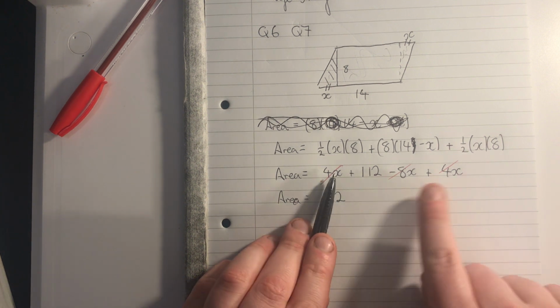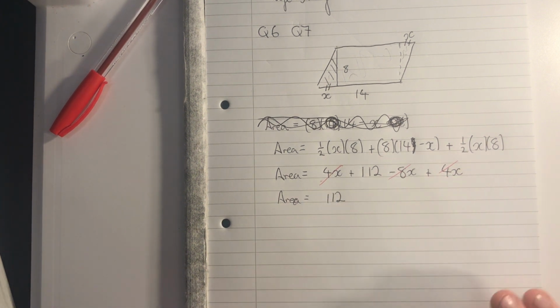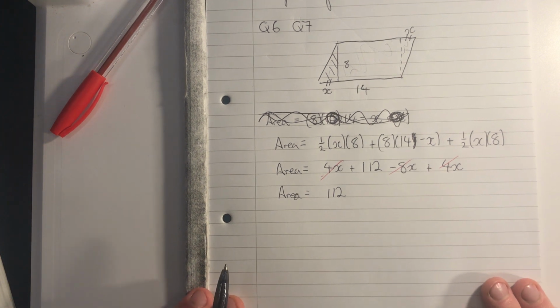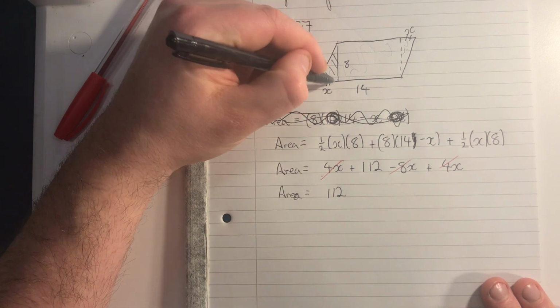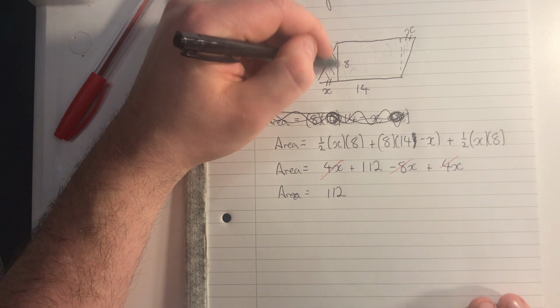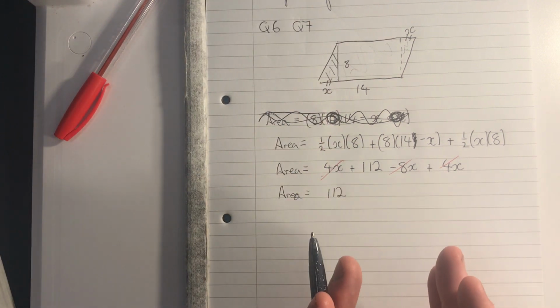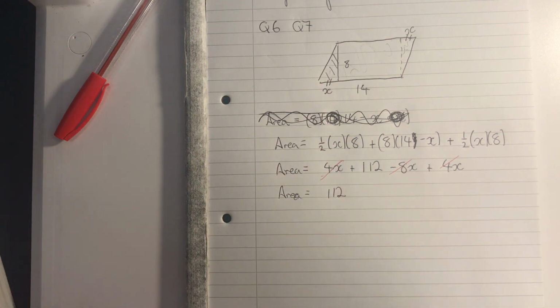Now, this idea that these things will kill each other off will always happen, because we can change where our x is, right? We can just change the dimensions. We will always have a rectangle with two triangles latched onto the side of it when we're talking about parallelograms.